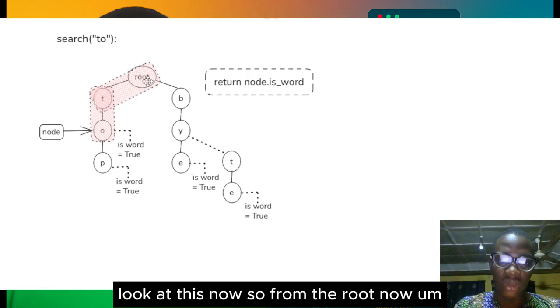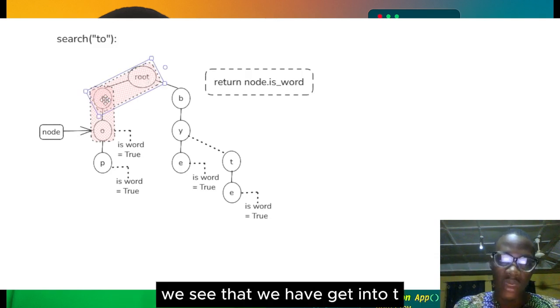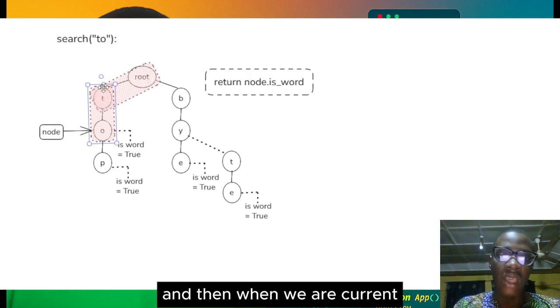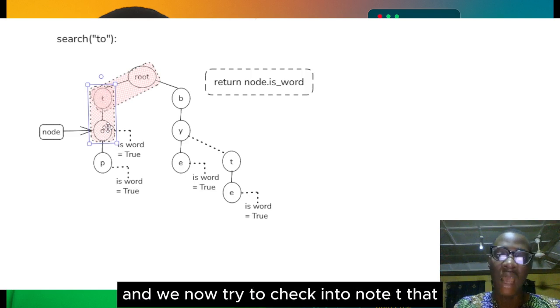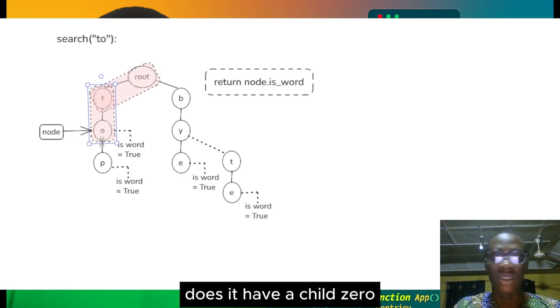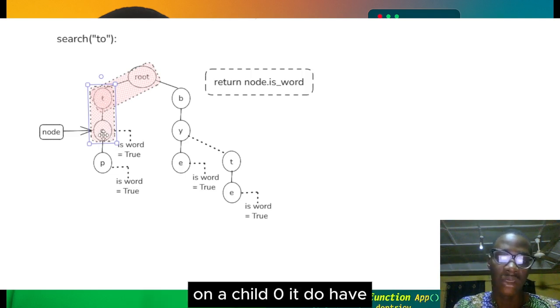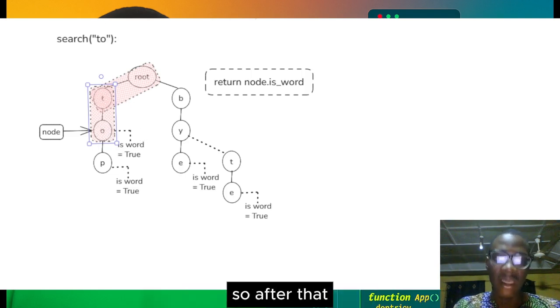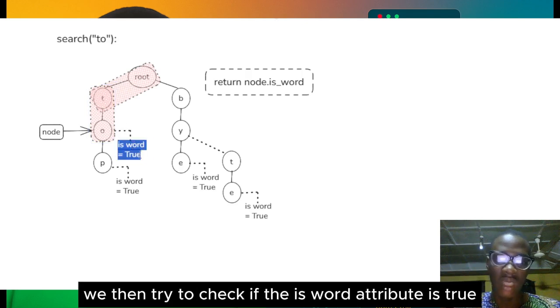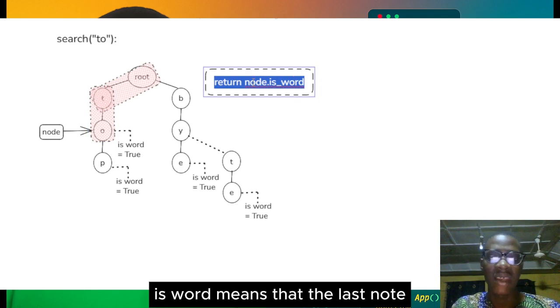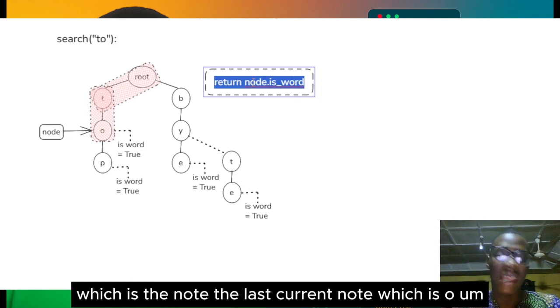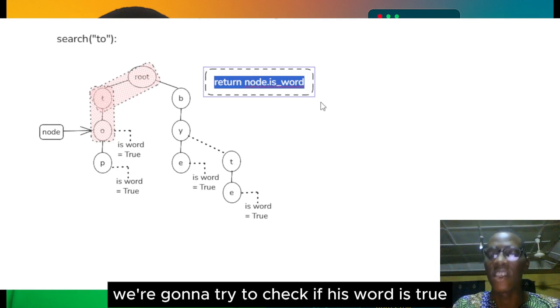Look at this now. From the root, we navigate into t, and we set our current node to node t. Now we check in node t: does it have a child o? It does. After that, we check if its is_word attribute is true. So we just return node.is_word, meaning that for the last current node, which is o, we check if its is_word is true.